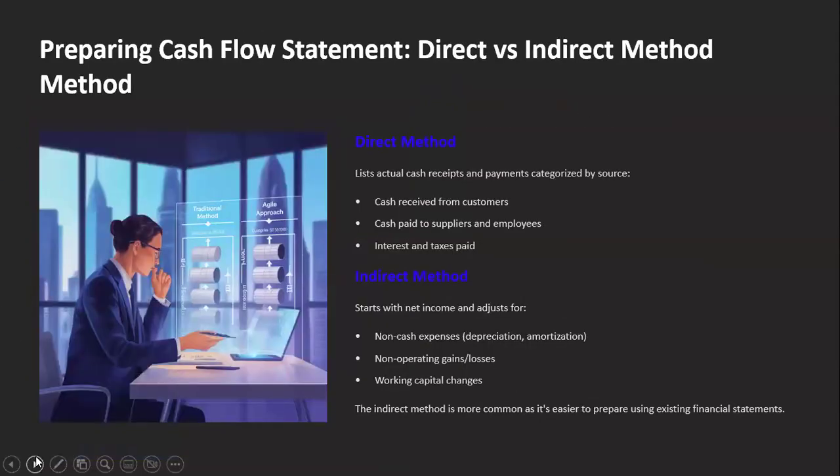There are two methods how I can prepare the cash flow statement. One is the direct method and the second is the indirect method. In the direct method, a list of actual cash receipts and payments is categorized into received and paid, that is, received from customers and paid to suppliers, employees and interest.